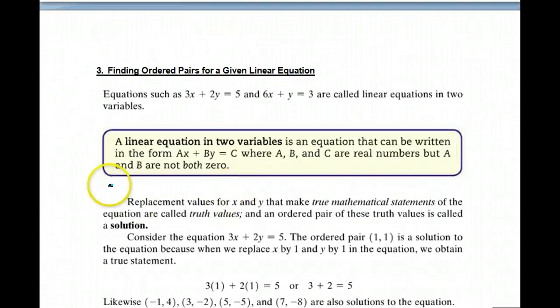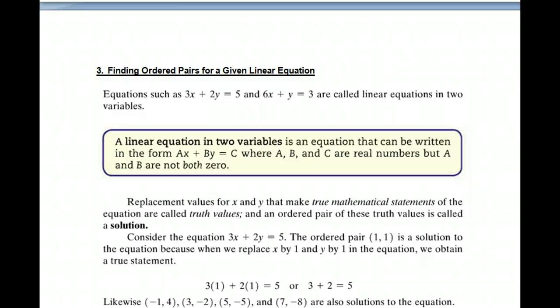Our next topic that we're going to cover here, and this is the last topic for this section, is finding ordered pairs for a given linear equation. Equations such as 3x plus 2y equals 5 and 6x plus y equals 3 are called linear equations in two variables. They are called this because, surprise, they contain two variables in them. There's no other reason for it. It's not a tricky reason. It's literally because they contain two variables.